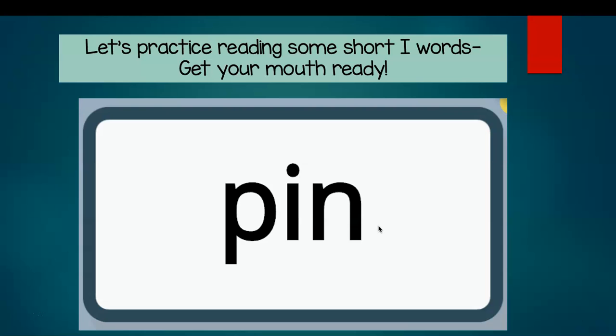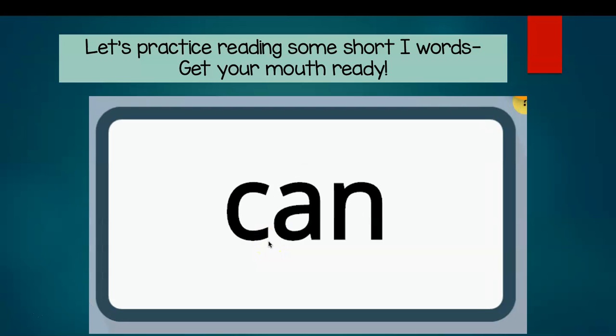And this one? This is a short I word, friends. And it has a little word that you know in it. What is this word? That's right, this is the word in. And if we put P in front of it, it's the word pin. Last one. This is a power word. This is the word can. It's not a short I word, but you can do those sounds. K, an, can.